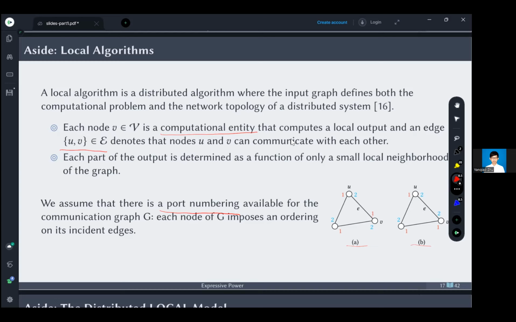So the only difference between this computational model and our graph neural network model is that we will give a specific identifier to the message, right? Because we associate a number with an edge, and we will know where the message comes from and where we can send the message to.